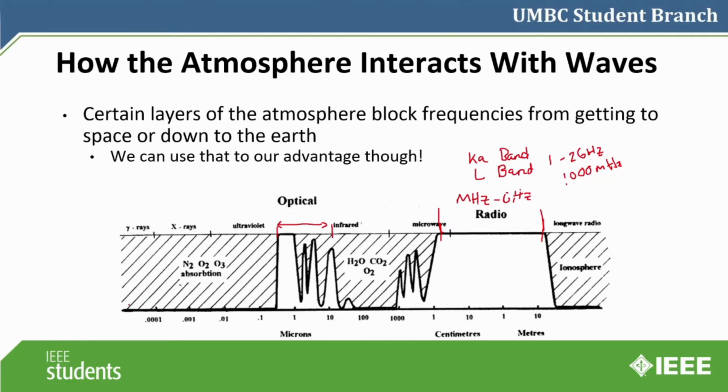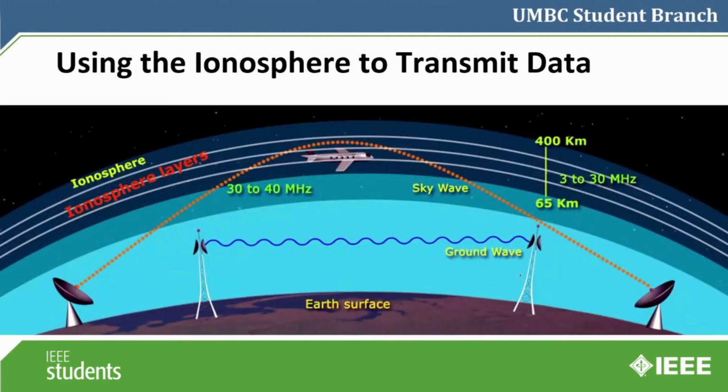But we can also use the areas where it doesn't get through the atmosphere to our advantage. And that's what we call a skywave. The idea of a skywave is that the transmitted signal is at a specific frequency that it actually gets reflected by the ionosphere and then gets bounced back down.